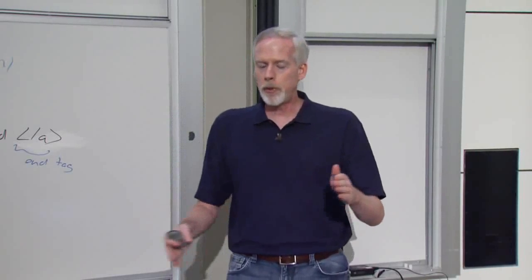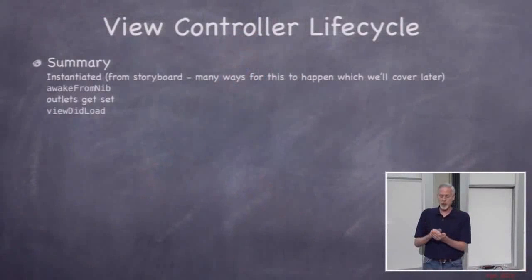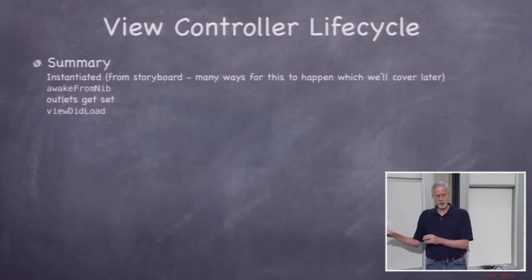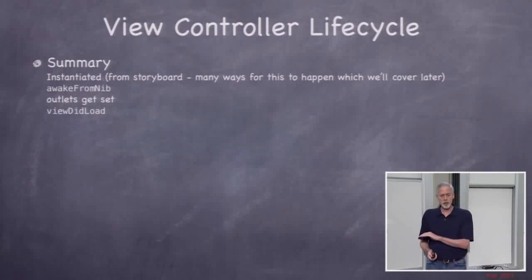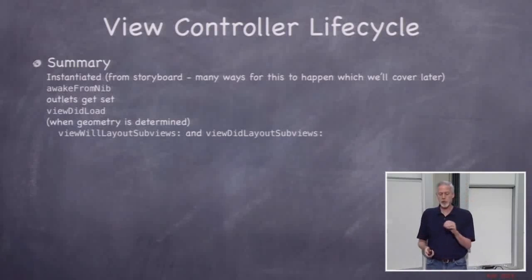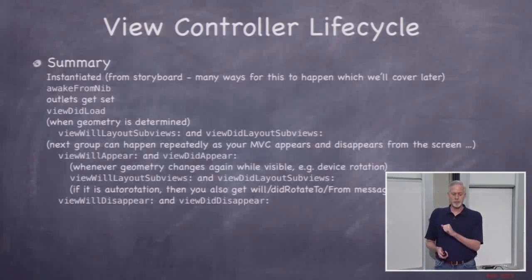OK, so here's a summary of the view controller life cycle. It's instantiated from the storyboard, or someone could say alloc init. awakeFromNib gets called if it came out of a storyboard. Otherwise, initWithNibName:bundle: gets called. The outlets get set if it comes from a storyboard. Then viewDidLoad is called. Then when the geometry is determined, viewWillLayoutSubviews and viewDidLayoutSubviews get called. There should be no colons there. I don't know why that's a mistake. Then viewWillAppear gets called.